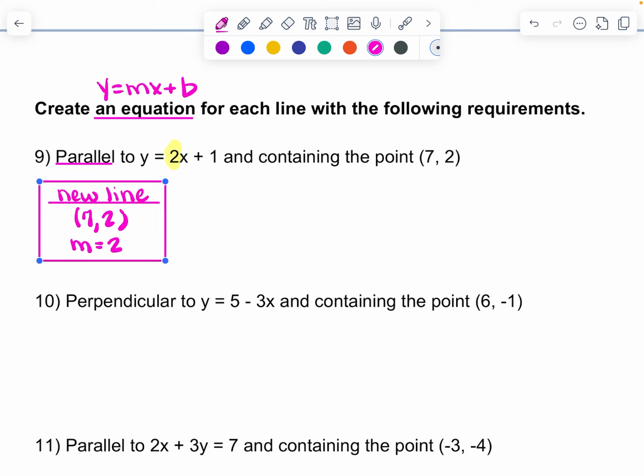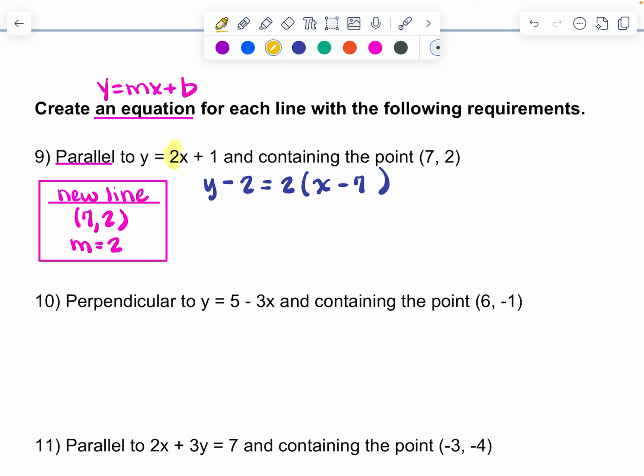Okay, so again, I just like keeping track of everything I need about my new line. Same slope, going through the point (7, 2). Now I have a point and a slope, which means point slope form. So y minus 2 equals 2 times x minus 7.